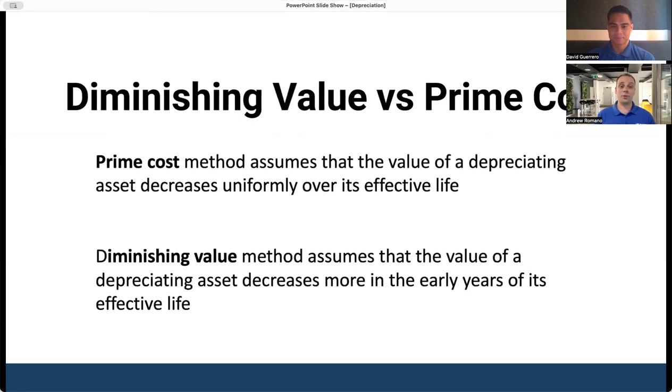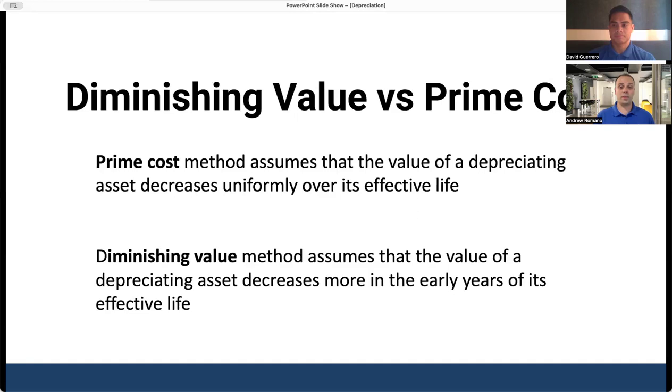So when it comes to depreciation, there are two types of methods. You've got diminishing value or the prime cost method. The prime cost method assumes the value of the depreciating asset is equal over the lifetime. So a property has an effective life of 40 years. So for the purposes of the prime cost calculation, it's 100% divided by 40 years, which is 2.5% per year. So when we're doing that calculation for the tax return, it's 2.5% per year.